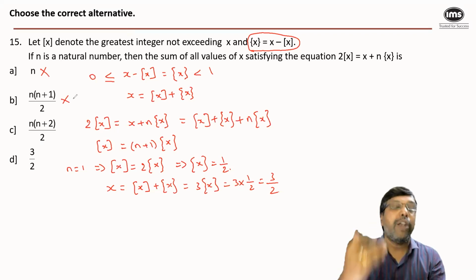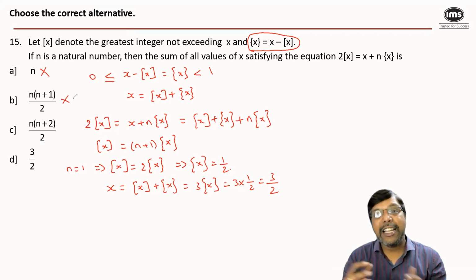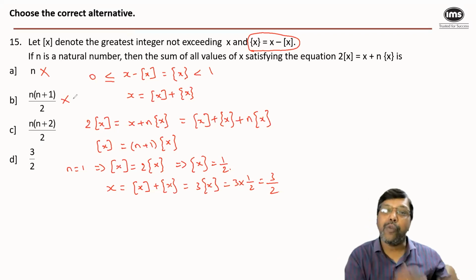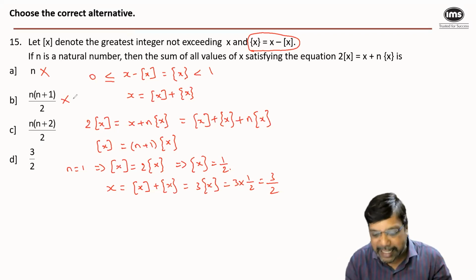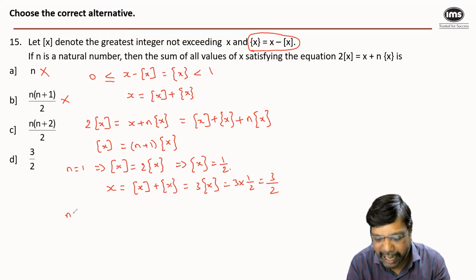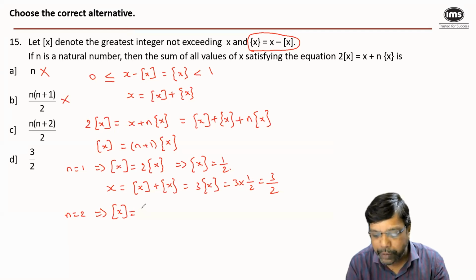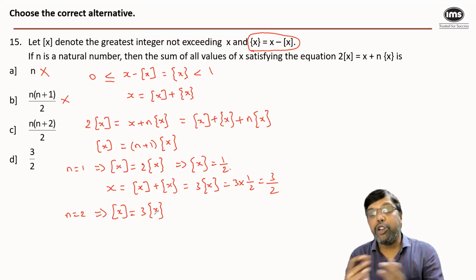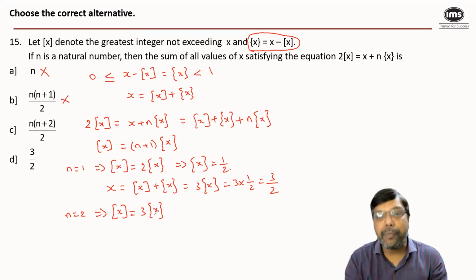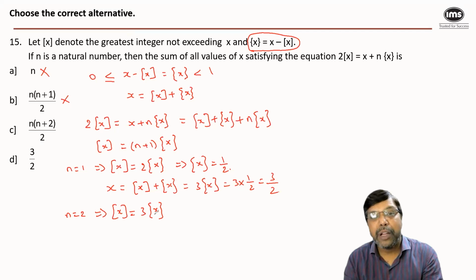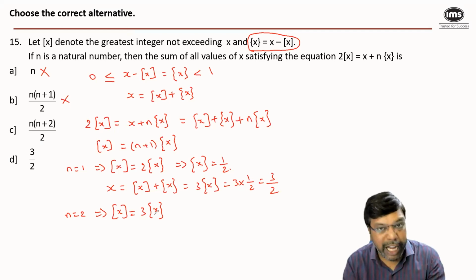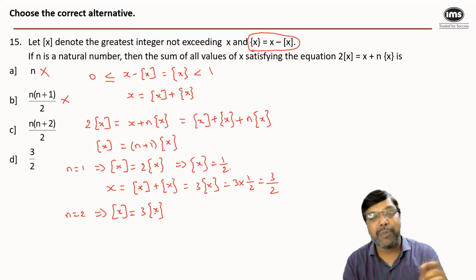So let me take one more value of n and see if it helps me to eliminate one of the remaining answer choices. Now, if I take n is equal to 2, we get greatest integer x is equal to 2 plus 1, 3 into fractional x. Now, for 3 into fractional x to be an integer, fractional x must be such that 3 into fractional x must be an integer.